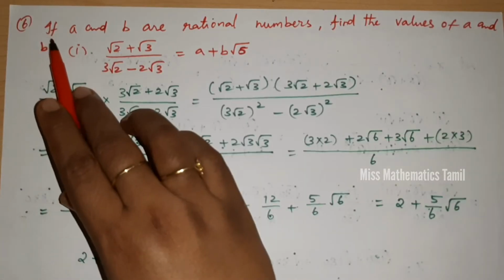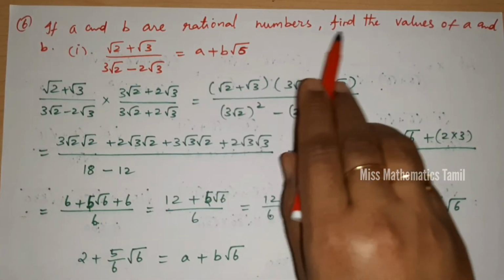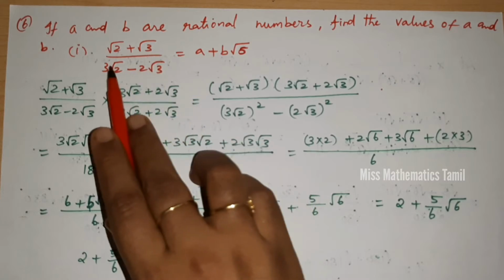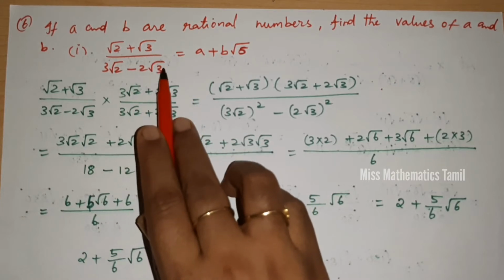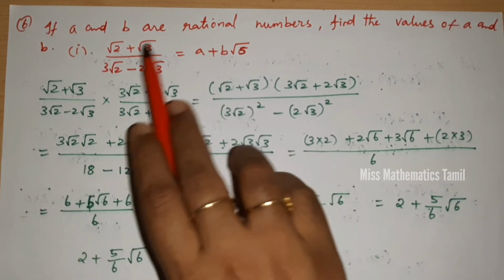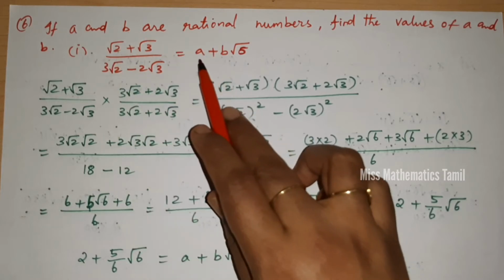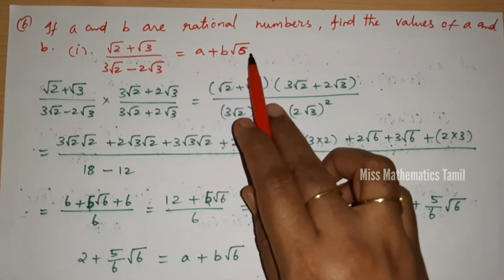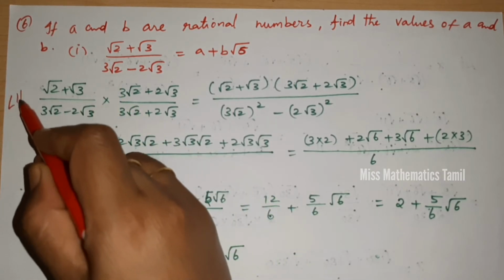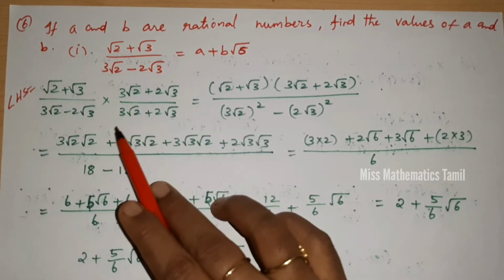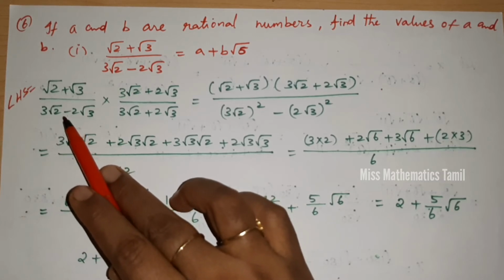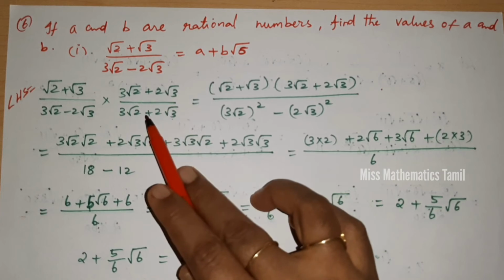Sixth question, if A and B are rational numbers, find the value of A and B. First question, (root 2 plus root 3) divided by (3 root 2 minus 2 root 3) is equal to A plus B root 6. Okay, we have to make this sum in the shape of A plus B root 6. So first I am taking the LHS. What we have to do is rationalize the denominator. So I am changing the sign here and multiplying in the numerator and denominator.